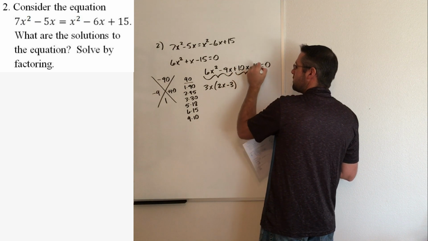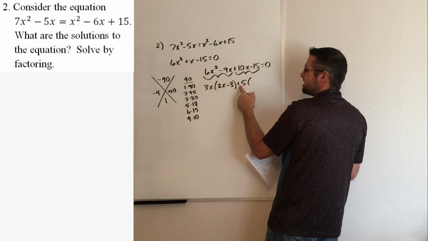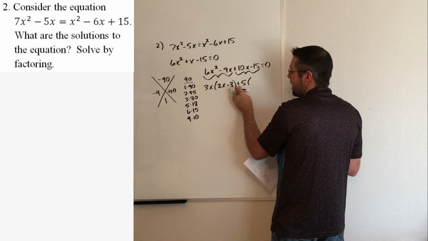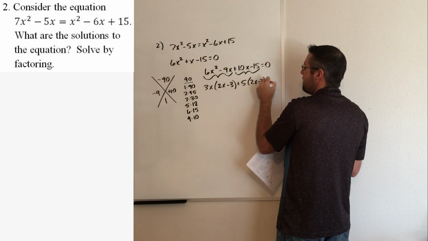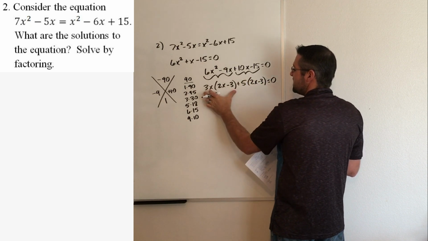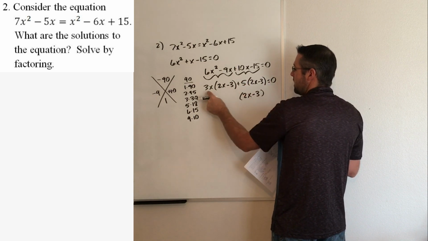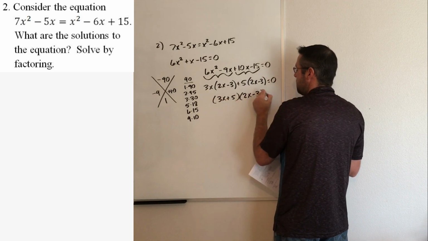The greatest common factor here is going to be 5, and it'll be a positive 5. Remember to put a sign there, whether it's positive or negative. If you don't, then you're saying that all of this times 5, and we don't want to do that. So it's 5 times 2x minus 3. Now we can see that this term and this term have a 2x minus 3 as a common factor. After I factor that out, I'm left with 3x plus 5. And then we set it equal to 0.